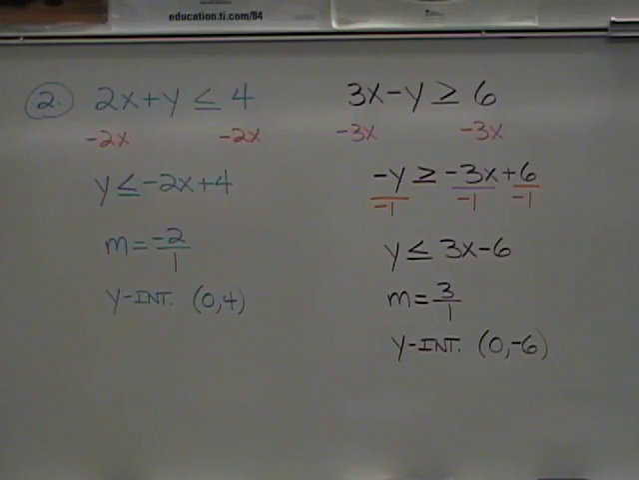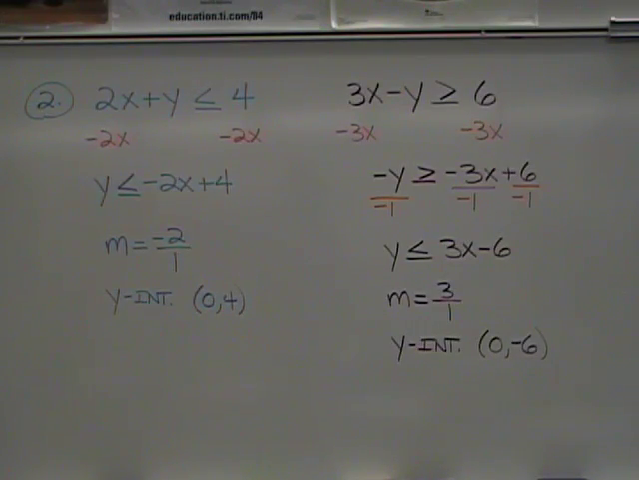Okay, we've taken care of the problem. We've put both of those inequalities in slope-intercept form. First of all, the blue equation, we subtracted 2x from both sides. That gives us y is less than or equal to negative 2x plus 4. So now we know that the slope of the blue line is going to be negative 2, or negative 2 over 1, and the y-intercept is going to be at the point 0, 4.